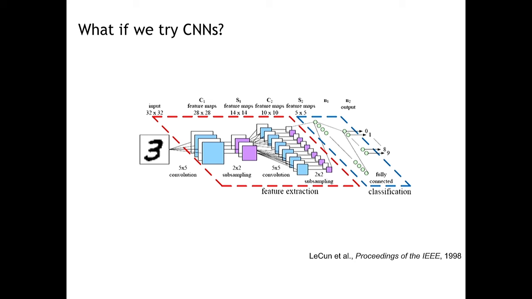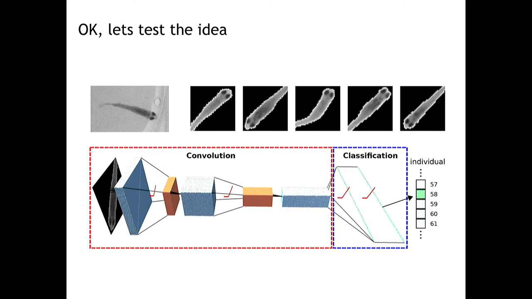So we thought a few years ago, why not use convolutional neural networks? These are deep networks that, instead of the typical classification all-to-all connections network, have some convolutional layers. These are filters that are looking at the image in little patches, and they are designed to be translational invariant. And these are well known. I mean, everyone is using them. And okay, let's test the idea of whether convolutional neural networks can distinguish animals.